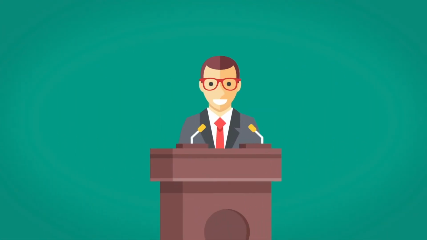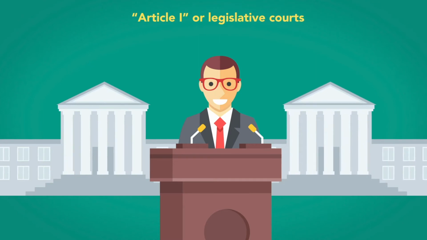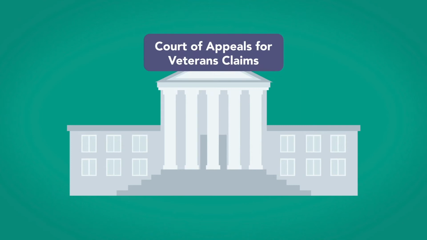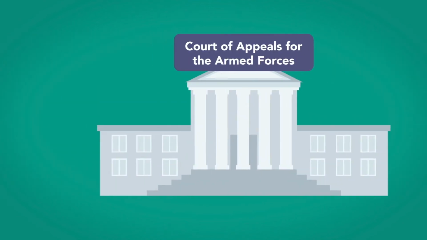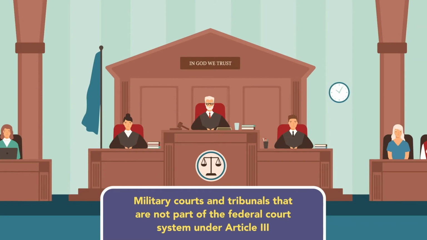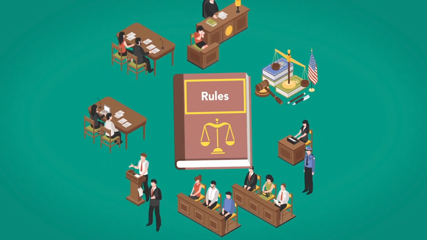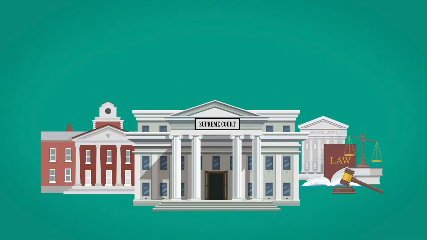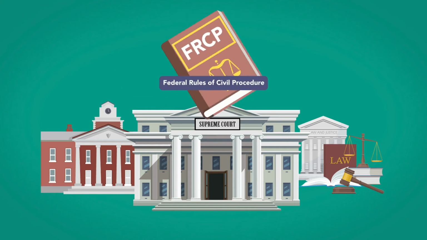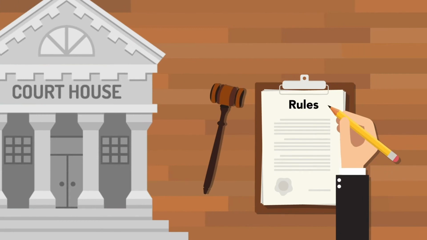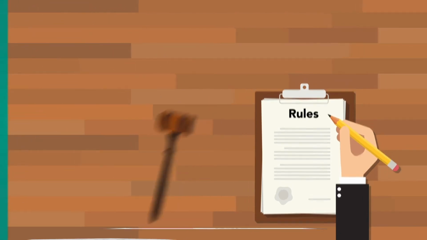Congress also created several Article 1 or legislative courts that do not have full judicial power. These include the Court of Appeals for Veterans Claims, the Court of Appeals for the Armed Forces, and Tax Court. There are also military courts and tribunals that are not part of the federal court system under Article 3. The sets of rules that determine how a case goes through the court system are called Rules of Civil Procedure. In federal court, those are the Federal Rules of Civil Procedure, while states have their own codes and rules. Local courts may also write their own additional rules, which are usually published on the court's websites.